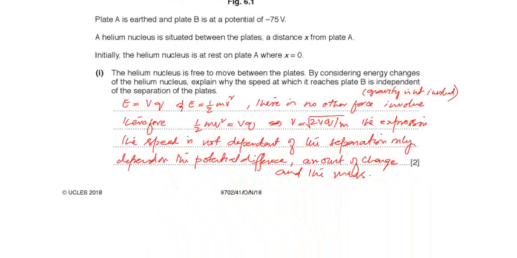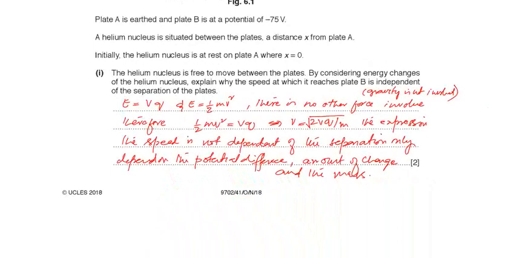And also the kinetic energy. Kinetic energy is half mv square, right? So this is the potential and this is the velocity. There is no other force involved here, so gravity isn't included. So half mv square is equal to VQ, right? So v equals the root of 2VQ over m.